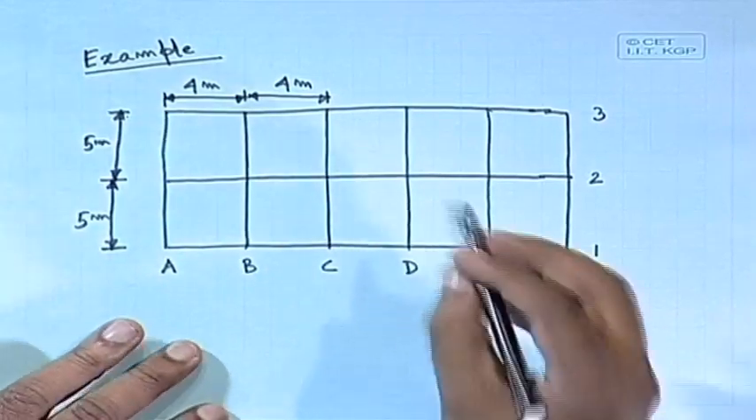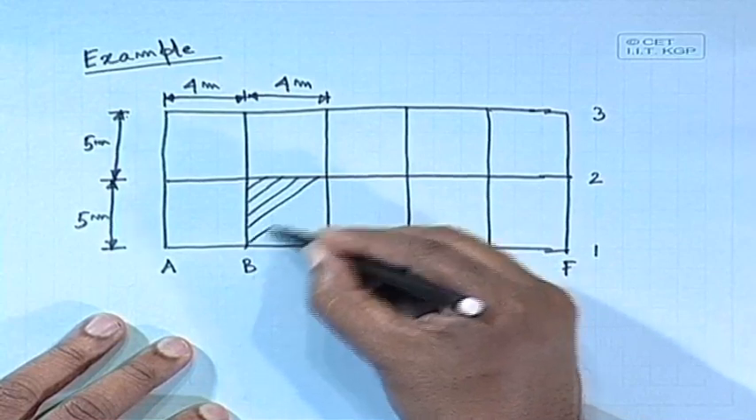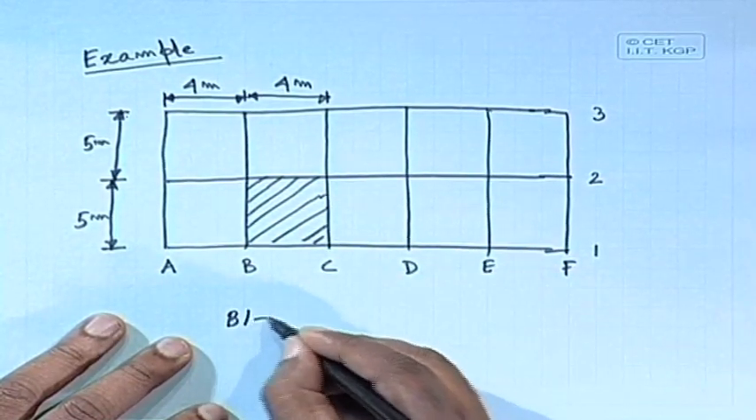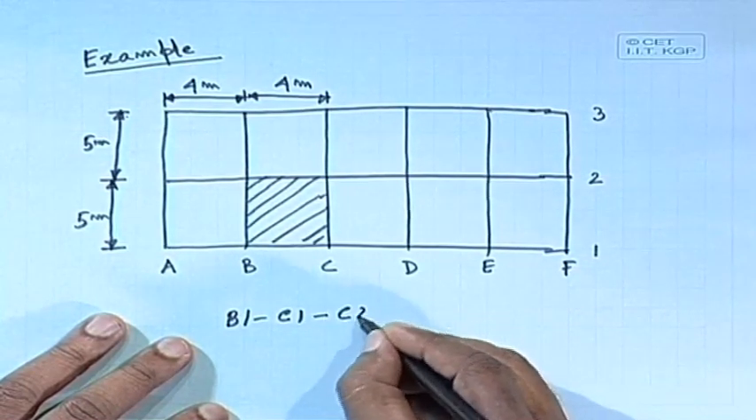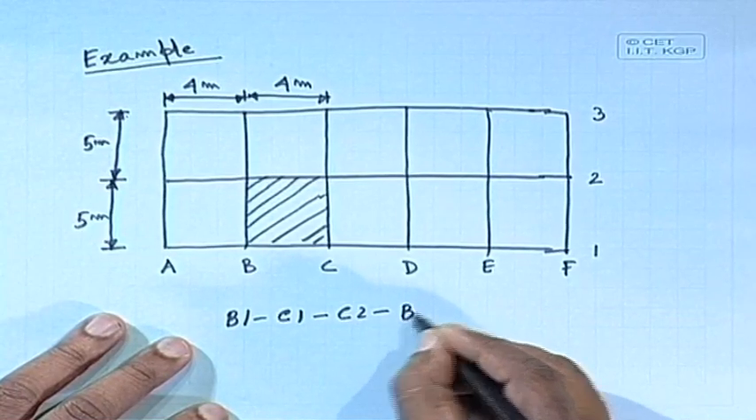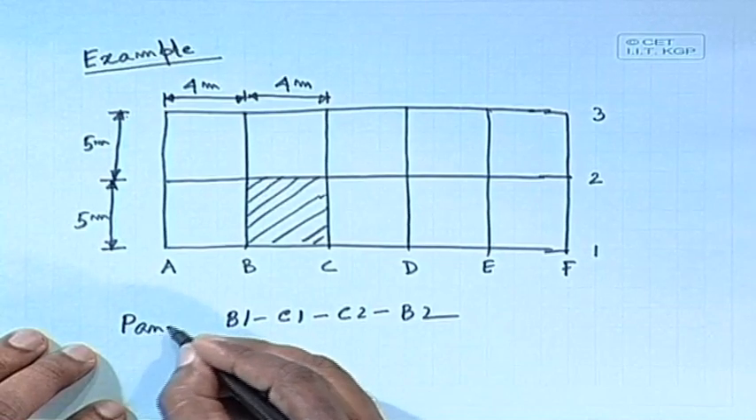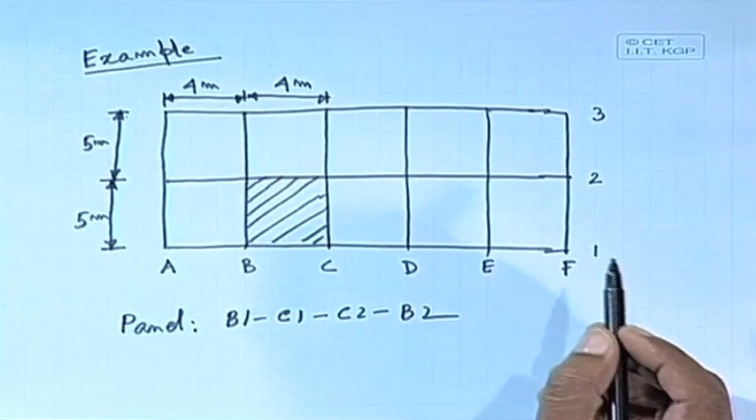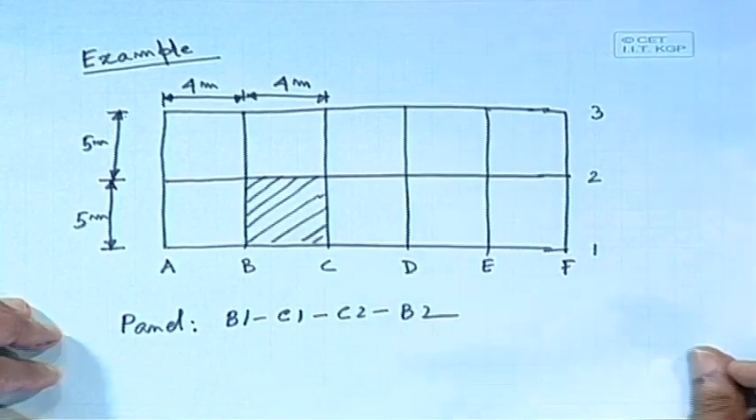And we are interested in this panel, that is B1, C1, C2, B2. So, this is your panel, generally we specify in this fashion. So, panel B1, C1, C2, B2, that is the panel that we have to design. So, what shall we do here?